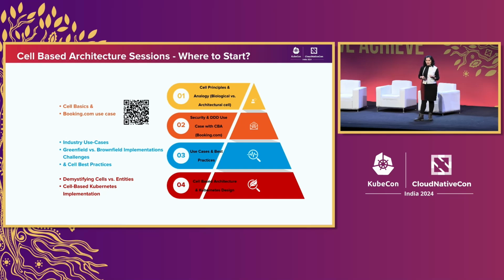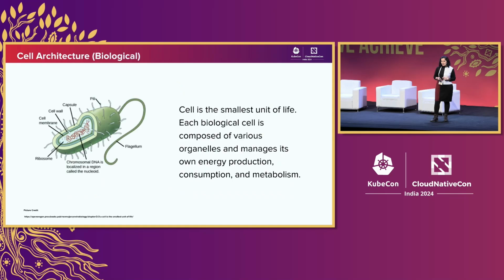Then second, I presented on industry use cases: apart from that, what are the use cases where you can use it? It's not an architecture where you can use it anywhere and everywhere. So there are selective use cases, and if you have any beyond it, I'll be curious to know about that. Then the third one, which we are presenting now, is demystifying cells versus various entities and cell-based Kubernetes implementation. So let's get started.